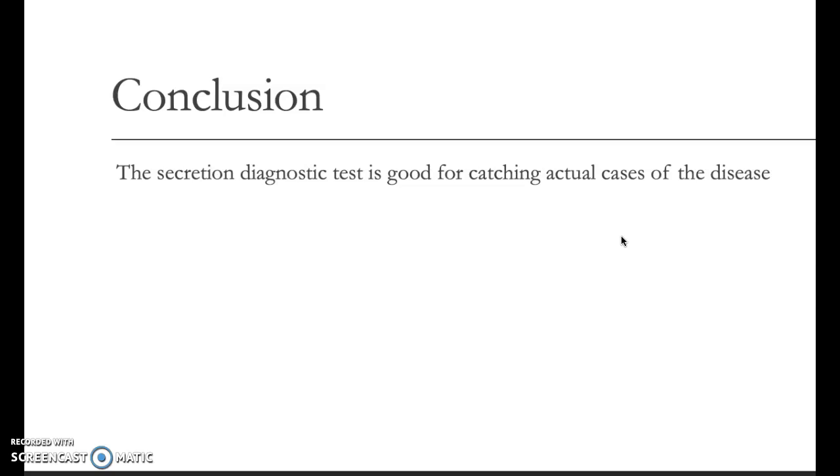So in conclusion, this diagnostic test is good for catching actual cases of this disease. I'm hoping that this was a great takeaway of this particular disease. Again, we can go back to the calculations, and I'm hoping that you are able to explain these results to your patients moving forward.